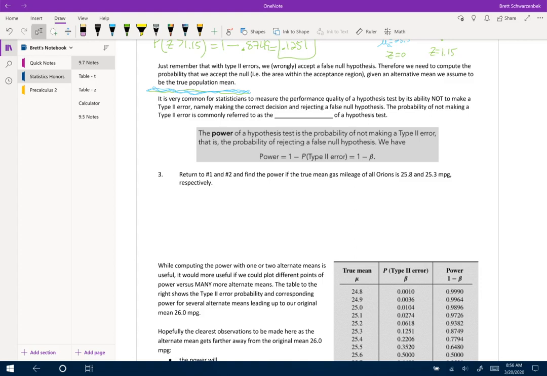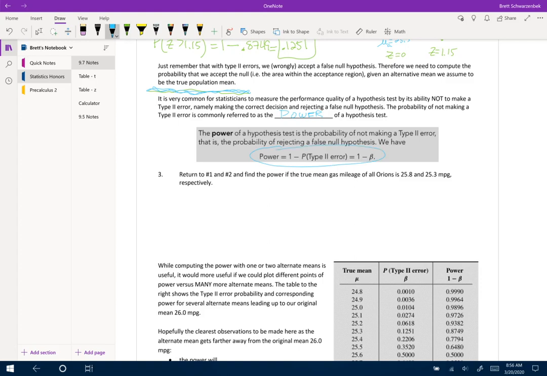But moving on, it says the probability of not making a type 2 error is commonly referred to as the power of a hypothesis test. Okay, nicely enough from this definition, the power of a hypothesis test is simply 1 minus the probability of a type 2 error.